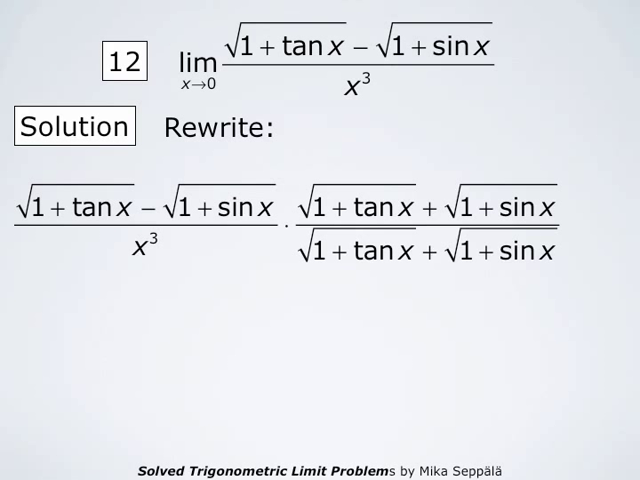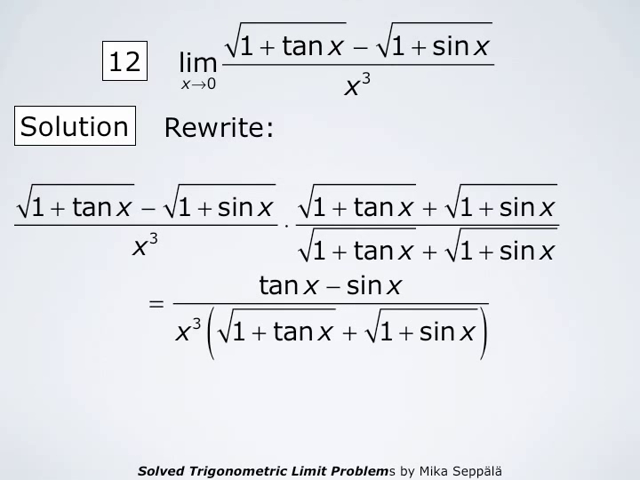Now this whole thing got rather long, but simplification happens, because in the numerator we have the difference of square roots times the sum of the square roots. And the product is simply 1 plus tangent of x minus the sum 1 plus sine of x. 1 cancels out. We have tangent of x minus sine of x divided by x cubed times the sum of the square root of 1 plus tangent of x and the square root of 1 plus sine x.